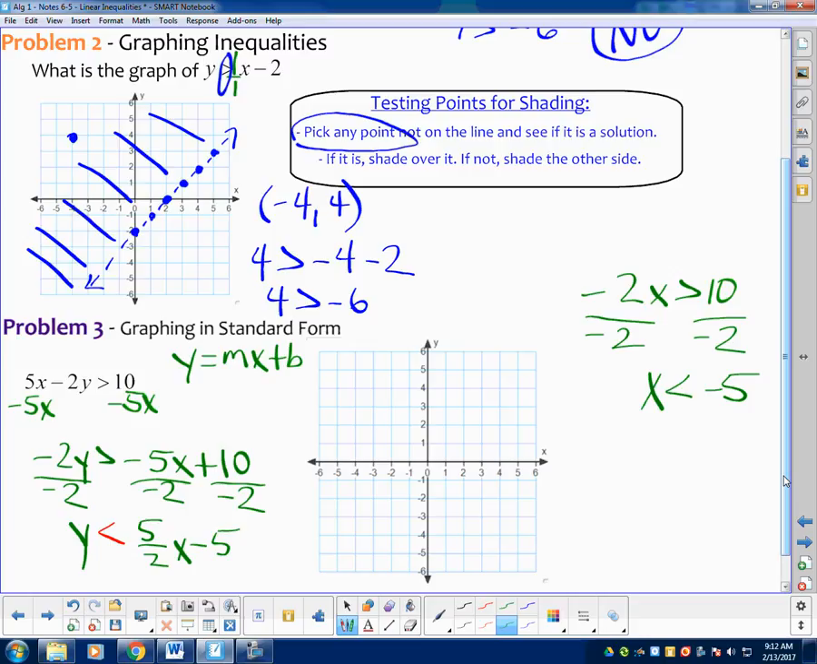So where do I start on this guy? -5. Put a dot. And where do I go from there? Up 5/2. Okay, so look at your inequality. Dotted or solid? Dotted, because we do not have an equal sign. That's a pretty straight line. And shade above or below? Less than, yeah, this way.